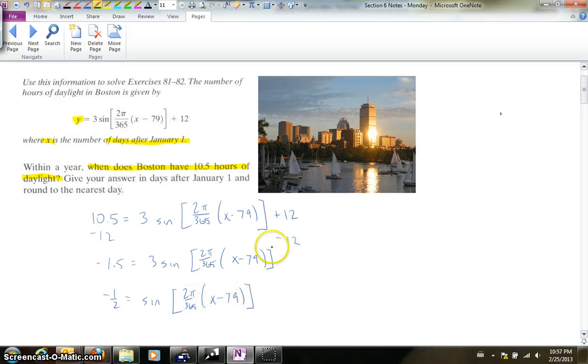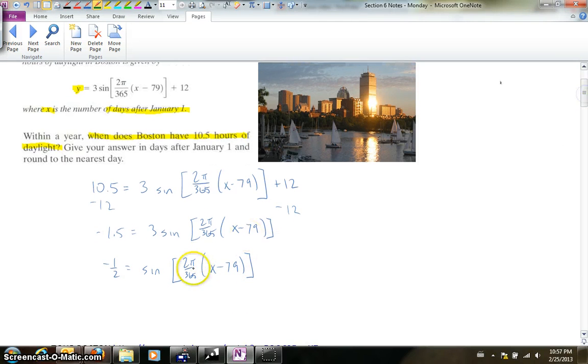So let's go ahead and, now that we recognize instead of it just being an x in there, it's a sine of some significant expression, we're going to go ahead and substitute it out. We're going to say that 2 pi over 365 times x minus 79 is equal to r, some other angle r. And so we've got negative 1/2 equals the sine of r.